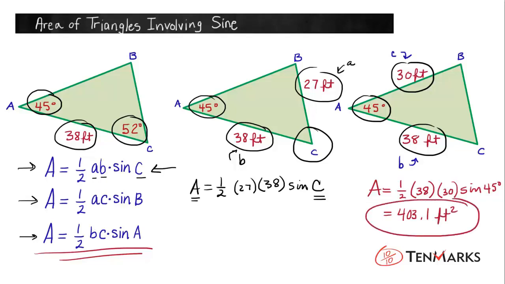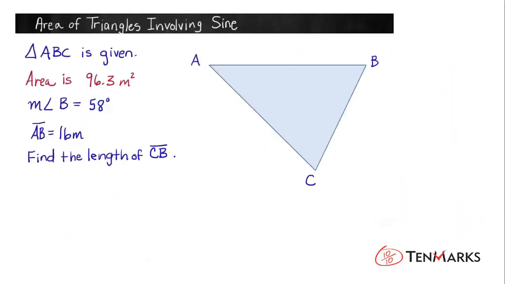Now let's take a look at one more problem where we're given the area of the triangle this time and asked to find a side length. Here we're given triangle ABC and we're given the information as follows. The area of the triangle is 96.3 meters squared. The measure of angle B is 58 degrees and the length of side AB is 16 meters.